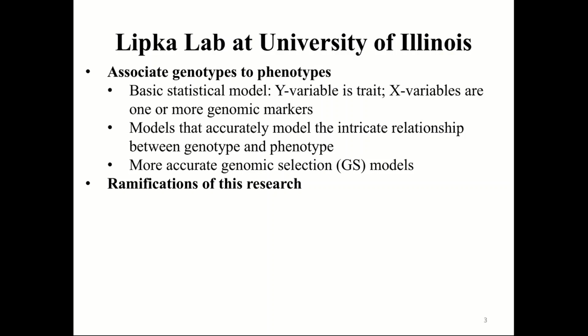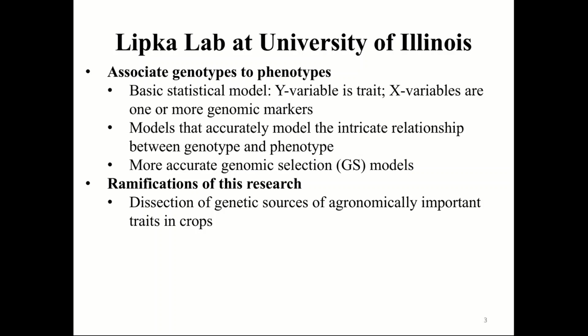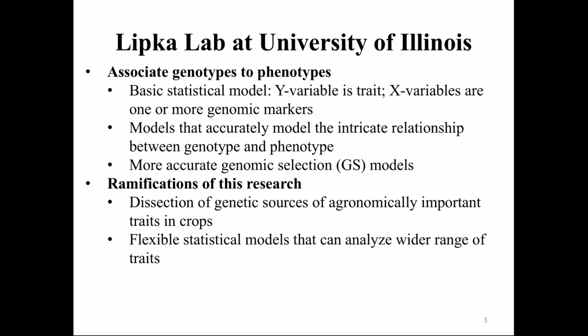The ramifications of the work that we do is that by developing more accurate statistical models that can encapsulate biological reality better, we'll be able to dissect the genetic sources of agronomically important traits. We can develop more flexible statistical models that can analyze a wider range of traits, like, for example, maybe discrete traits. And if we develop a really accurate genomic selection model, this will result in a reduction in the length of breeding cycles.